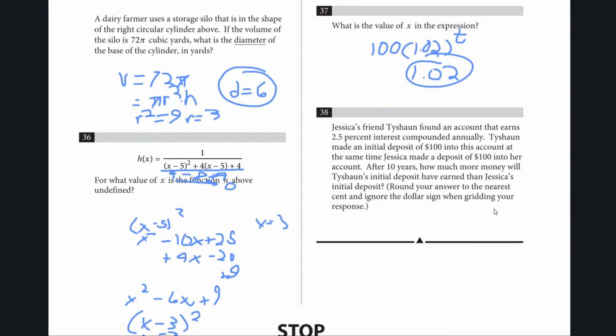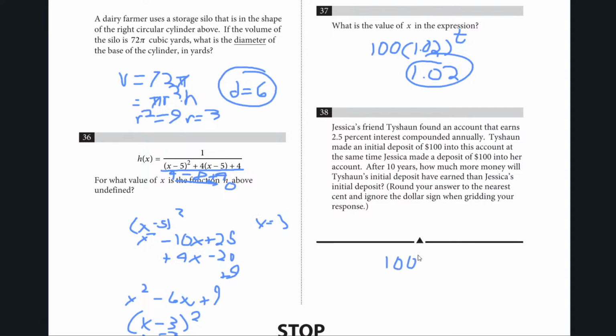The final question. We've all been waiting for this. Jessica's friend Taishuan found an account that earns 2.5% interest compounded annually. Very bad friend if he does not let her know that there is a better account. Taishuan made an initial deposit of 100 into this account. At the same time, Jessica made a deposit of 100 into her account. After 10 years, how much more money will Taishuan's initial deposit have earned than Jessica's initial deposit?